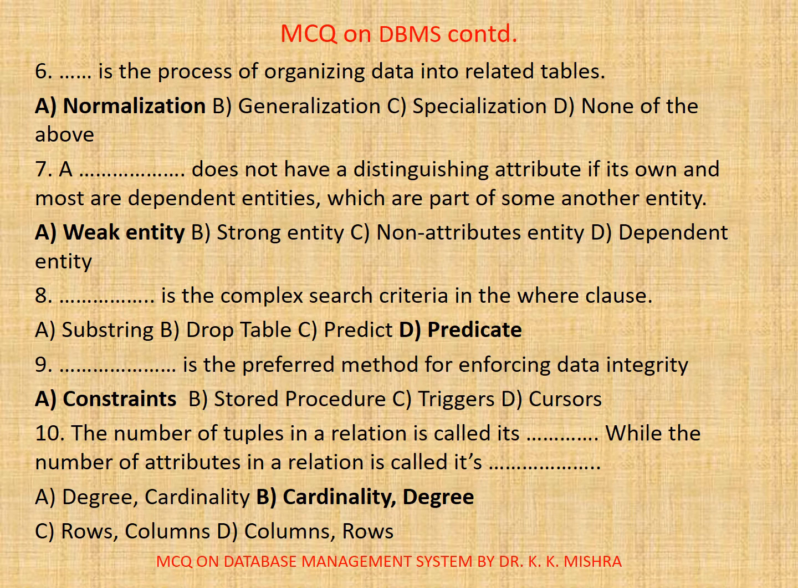Question number 6. Dash is the process of organizing data into related tables. Options are A. Normalization, B. Generalization, C. Specialization, D. None of the above. Correct option is A. Normalization.